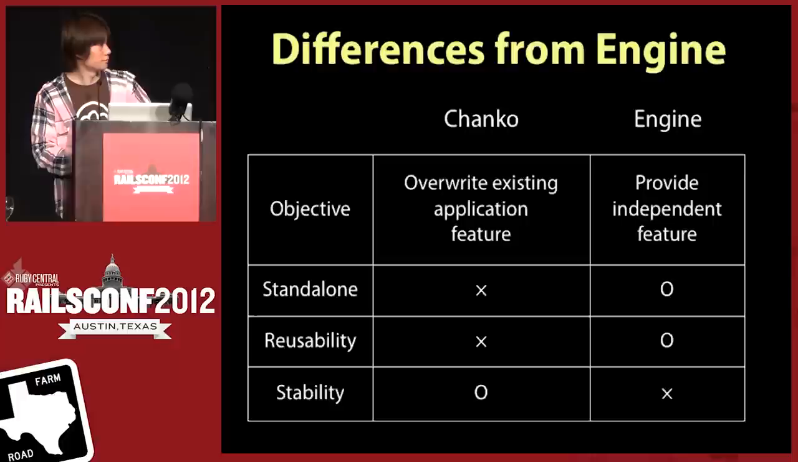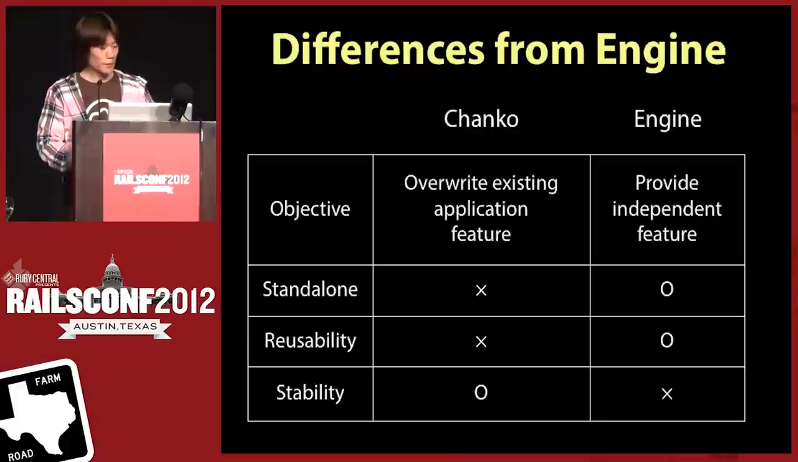Chanko may sound similar to Rails engines, but they have very different characteristics. Chanko focuses on maintaining a stable service while extending the features of an existing application. In contrast, Rails engine focuses on keeping the features independent from the existing application.